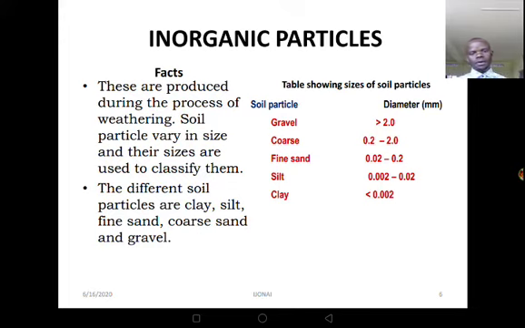Now, when we look at this table, on the left side we are having the soil particle, and the first soil particle is the gravel. When you look at the gravel, it is having a diameter of 2 millimeters. Then we have coarse sand, which has a range of 0.2 to 2.0, followed by fine sand, which has a range of 0.02 to 0.2. We have silt, which is ranging from 0.002 to 0.02. Then lastly, we have clay, which has less than 0.002.